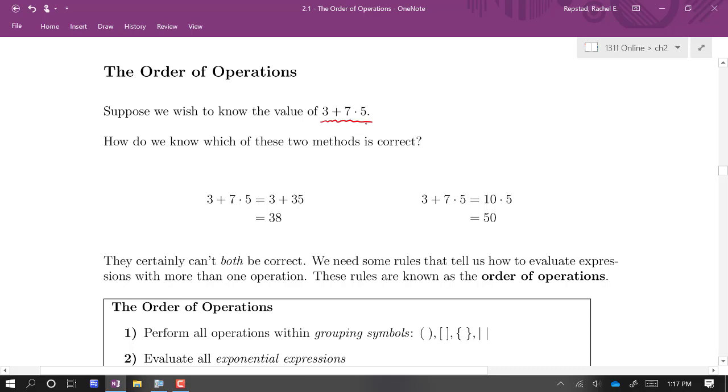And maybe one person looks at that and says, oh, well, 7 times 5 is 35, and then 3 plus 35 is 38. And another person looks at that and says, no, 3 plus 7 is 10, and 10 times 5 is 50. Now they can't both be correct, right? There needs to be a syntax, there needs to be an agreed upon way that we interpret an expression like this. And that's what the order of operations is for.